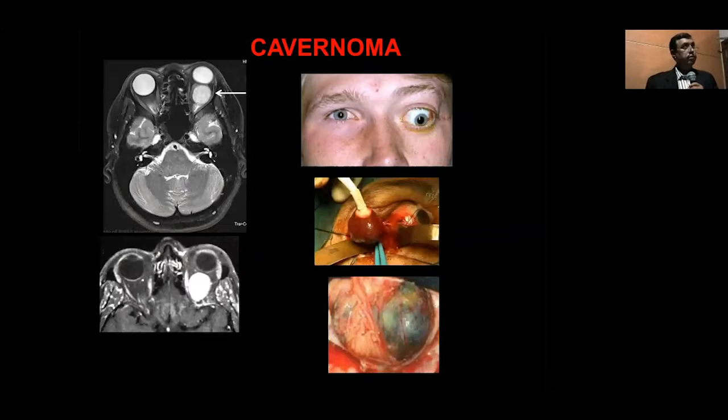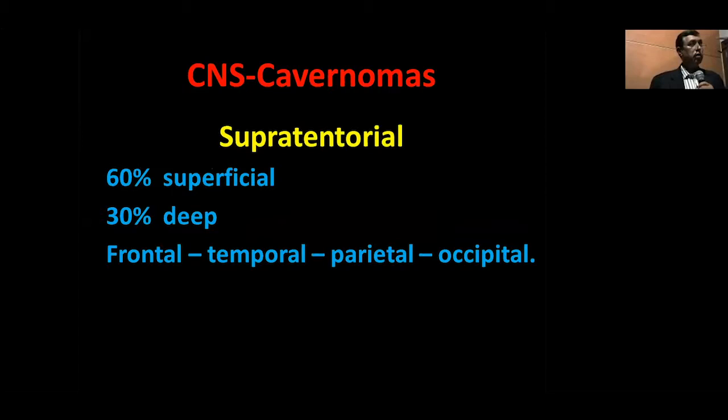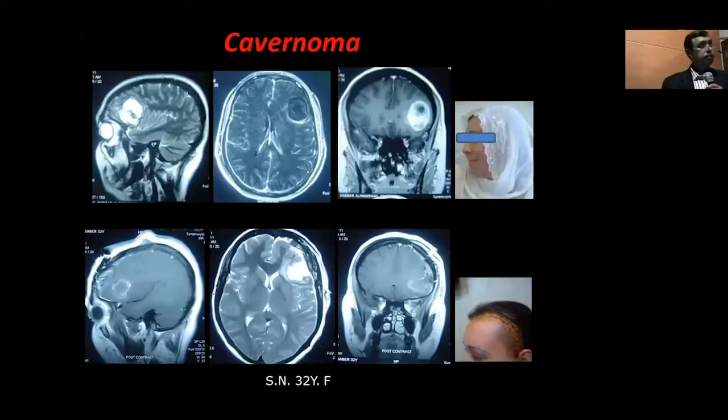So, cavernoma. It can be done by the ophthalmologist, it can be done by us as neurosurgeons. It can be anywhere in the brain, but supratentorial is far more common than infratentorial, which is lucky because infratentorial ones are difficult. Supratentorial, again, they could be superficial or deep. The commonest affection is frontal, more than temporal, more than parietal, more than occipital.